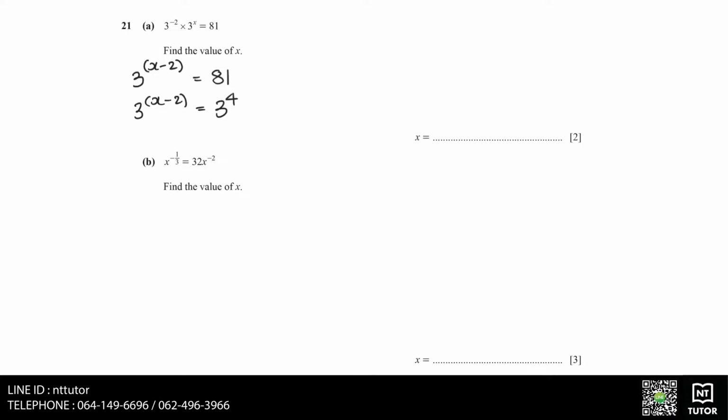And by direct comparison of both sides of the equation, both sides look exactly the same. Therefore, the power must be the same, as in x minus 2 must equal 4. Once you have x minus 2 equals 4, you can just solve for x by moving the minus 2 to the other side, or just by making x the subject of the formula, and we will have x equals 6.